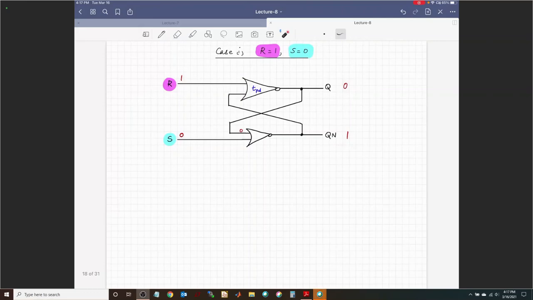So as long as I have R as one and S as zero, my Q will be reset to zero. And the complemented form of Q, which is Qn, will be one and is going to be stable, right? So you see, we have reset the output. You see that? Q equals 0 and Qn equals 1. That's your reset state.